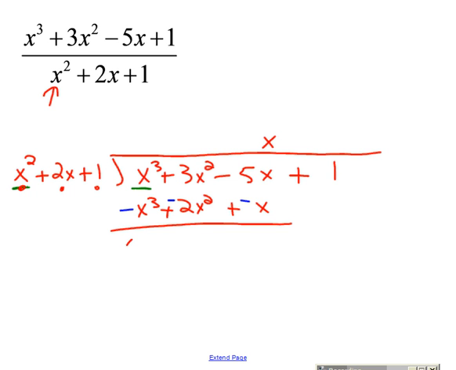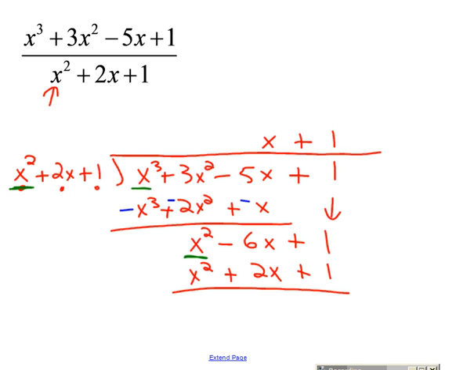X cubed minus x cubed, 0x cubed. Awesome. That has to happen or else I haven't picked the right number. 3x squared minus 2x squared gives me 1x squared. And -5x minus x is minus 6x, and I bring down the next term. And again, notice now I just have one more thing to do. So now I'm trying to figure out x squared times what will give me x squared. My answer is going to be 1. And when I multiply 1 times x squared, 1 times 2x, 1 times 1, now I subtract.